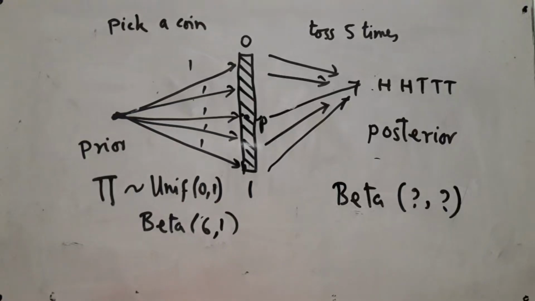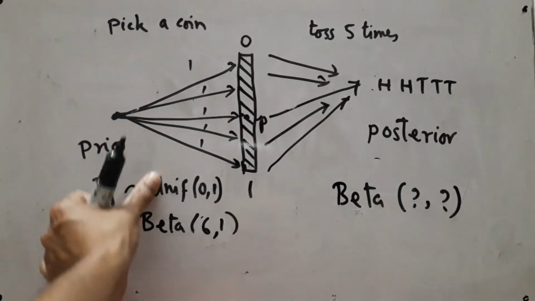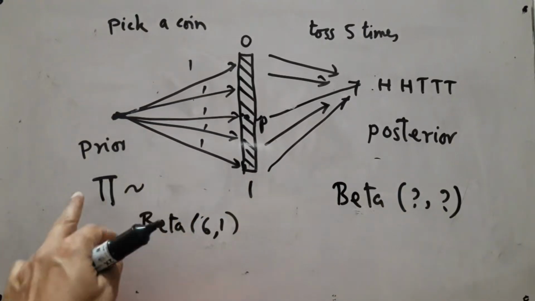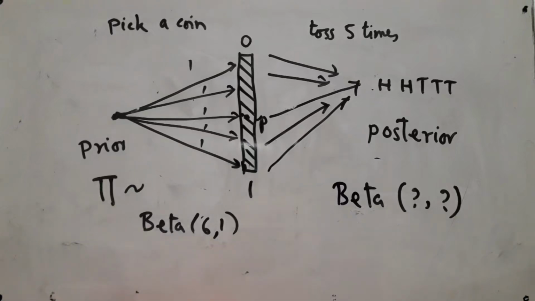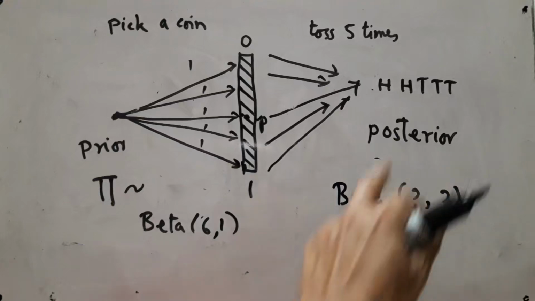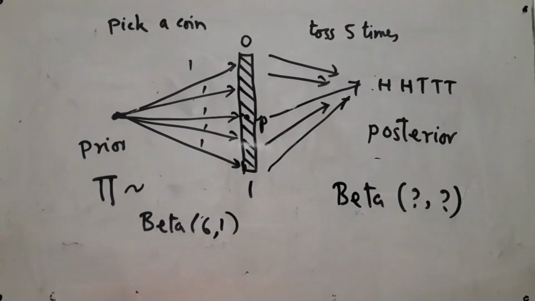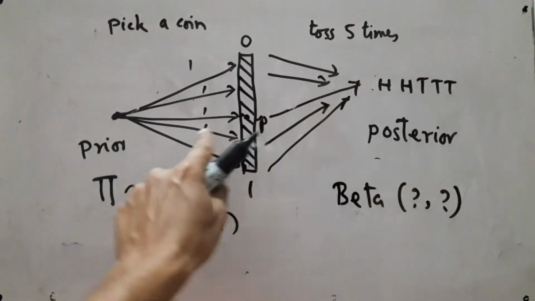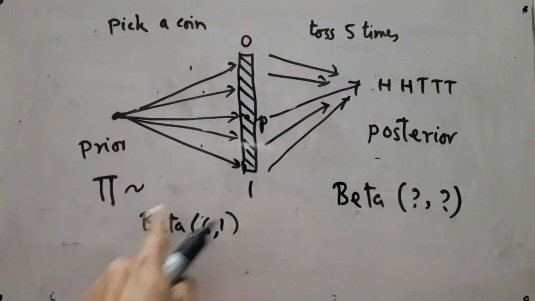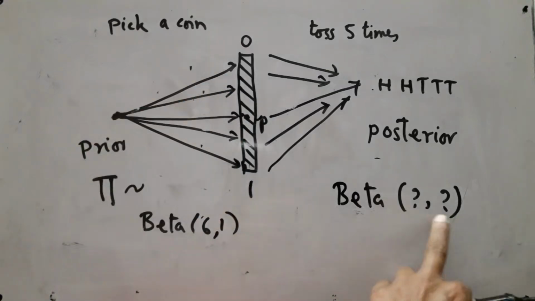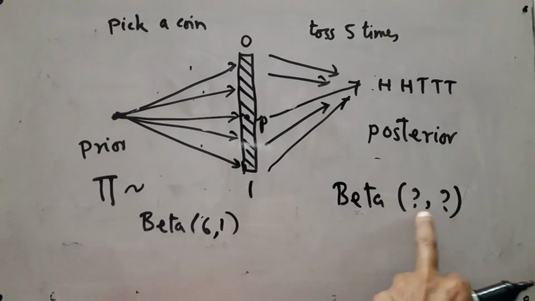Well, in this exercise, you are required to just do the same computation all over again, but this time you start not with uniform 0, 1, but pi has beta 6, 1 as its prior distribution. Now I give you the extra information that when I toss the coin 5 times, I get 2 heads and 3 tails like this. What will be the posterior now? So you work out what the probability here is, and these are no more ones. These are given by these values, and you should come up with the corresponding 2 quantities, 2 parameters for the posterior beta distribution.